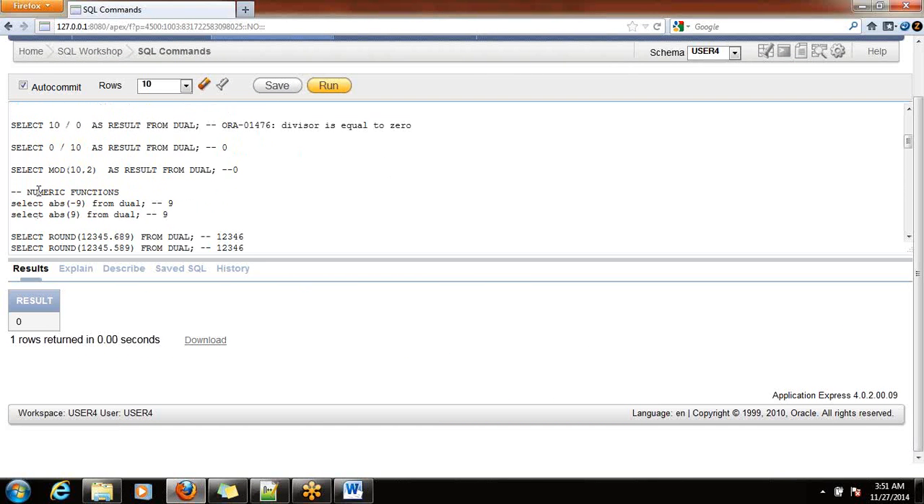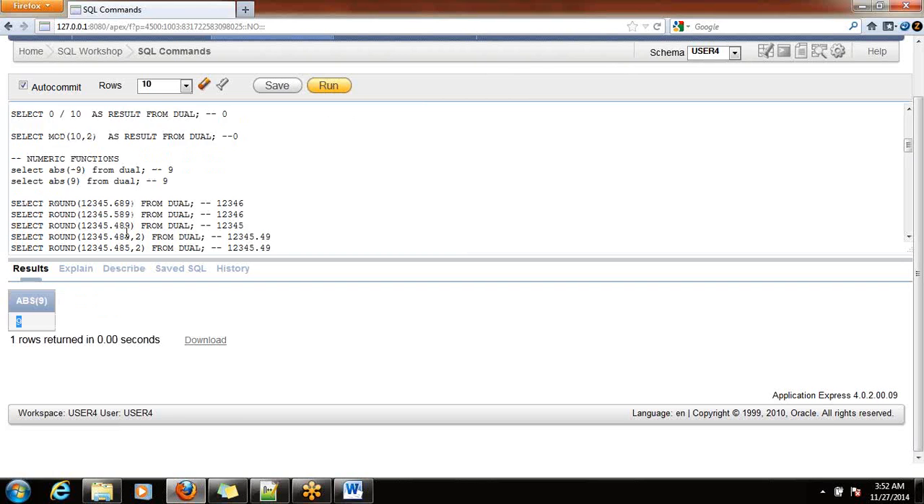Look here, numeric functions we are looking into. There is a function called absolute value, which is always positive. We write it as ABS, and here I am passing the number -9. So what is the absolute value of -9? That's 9. It's a positive number. You can see here, always the positive value. Likewise, the absolute value of positive 9 is 9.